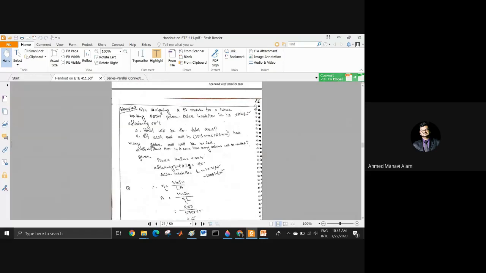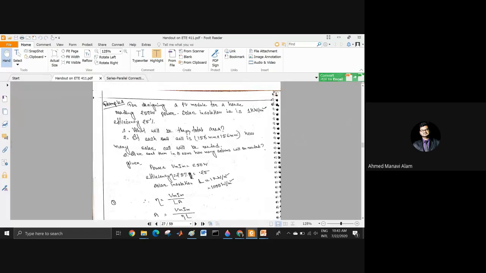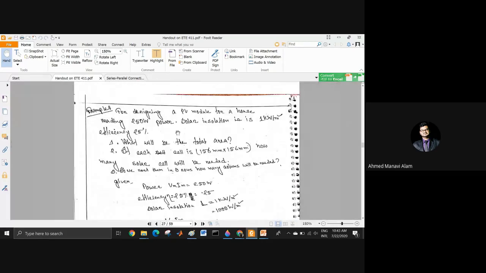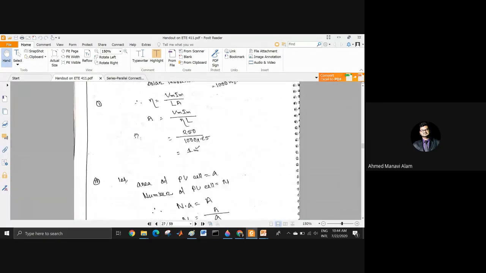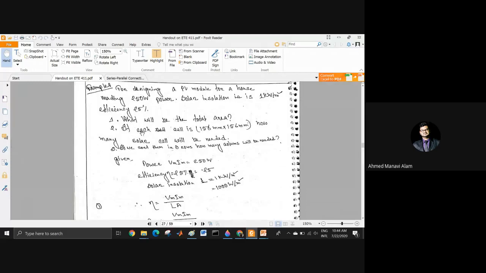আচ্ছা দেখেন, এখানে একটা ম্যাথ দেওয়া আছে। For designing a PV module for a house needing 250 watt power, solar insolation is 1 kilowatt per meter square, efficiency 25%. Okay, efficiency 25%. এখানে যদি আমি অ্যাঙ্গেল দিয়ে নিই, what will be the total area?